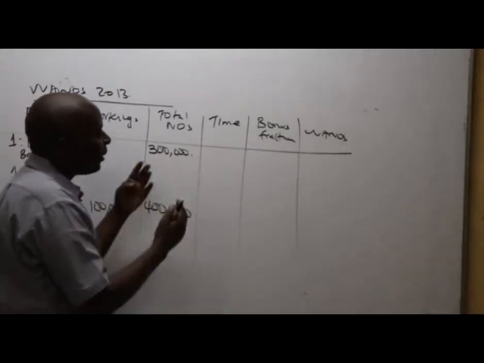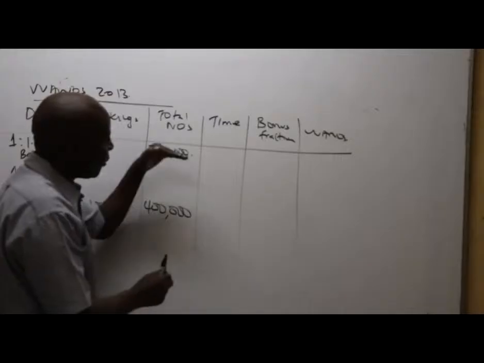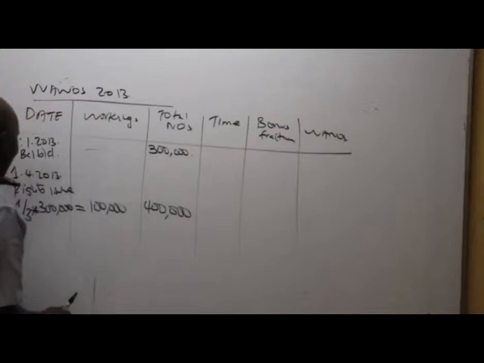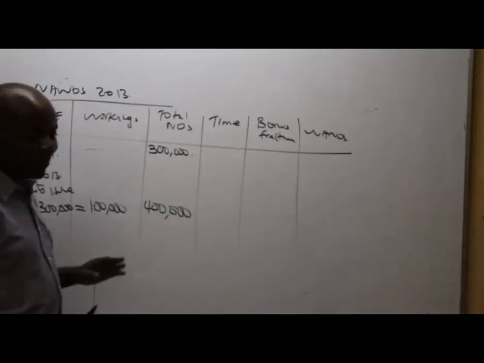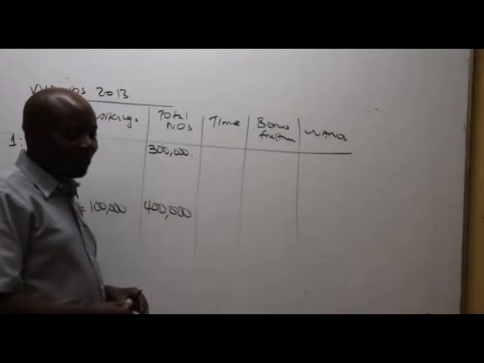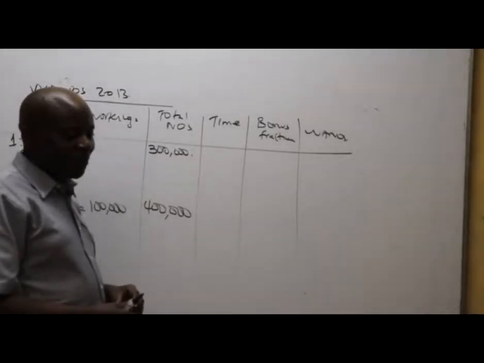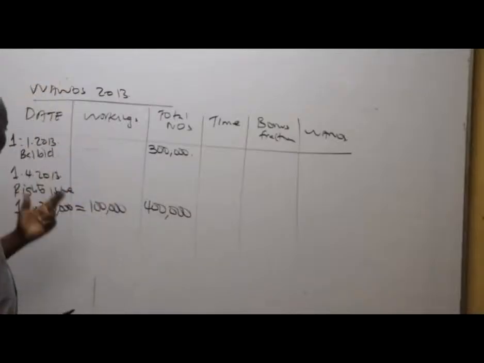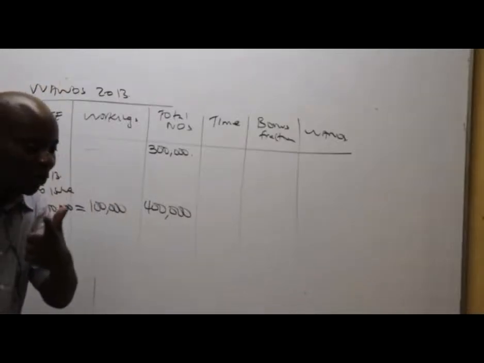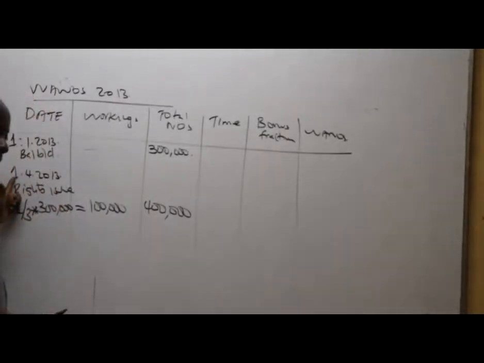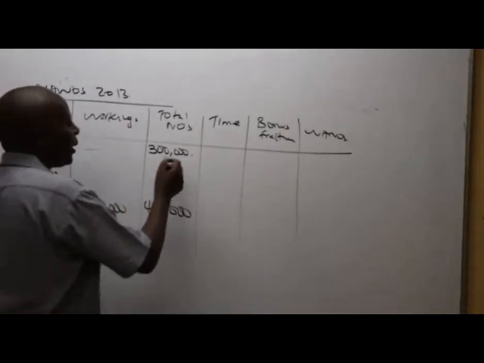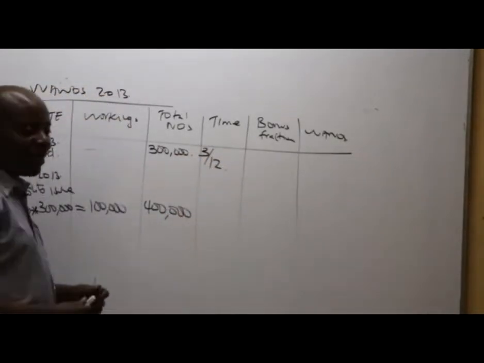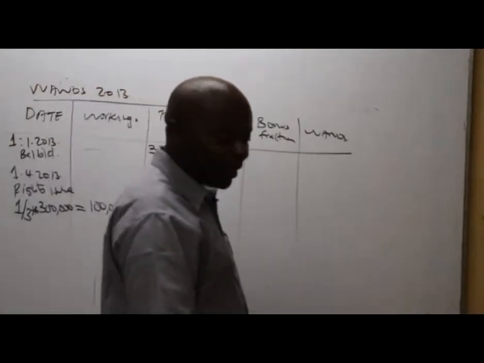Now, do some magic here. Give me the time between this issue and this issue. So we have January, February, March, April. No, because this was at the beginning of April. So 3 months. So then this will be 3 months out of what? 12 months.